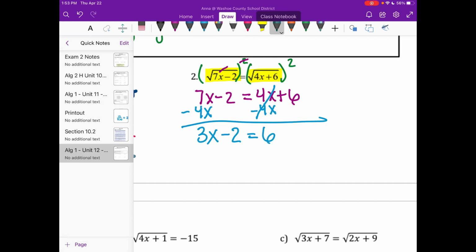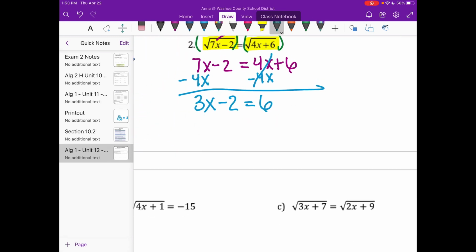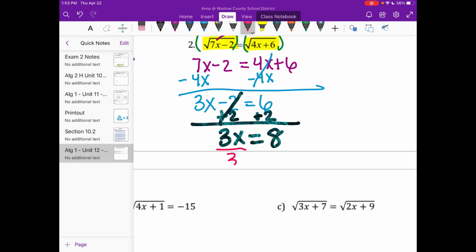Now I just have a two-step equation. That's no big deal. So I'm going to add 2 on both sides. 3x equals 6 plus 2 is 8. Now I just need to divide by 3 on both sides. And I have x equals 8 over 3. That's going to be my answer on number 2. So hopefully not too bad. Let's go ahead and go to the next page.